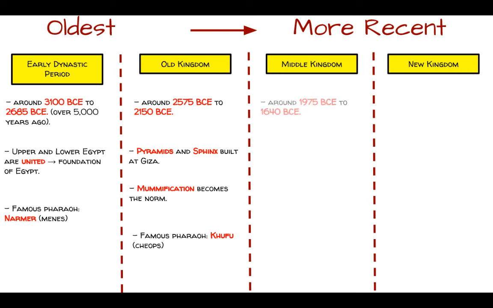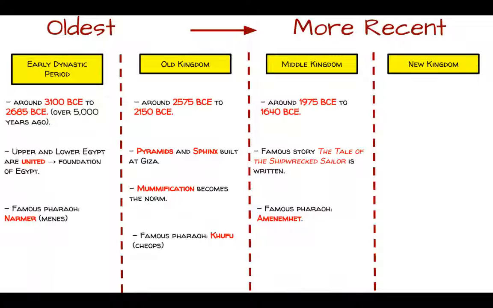Then we're going to look at the Middle Kingdom, and we're not going to spend a ton of time on the Middle Kingdom. The Middle Kingdom spans from 1975 BCE to 1640 BCE, and we're going to look at a story from this time period known as the Tale of the Shipwrecked Sailor. And we'll see different perspectives on Egyptian religion and gods and goddesses in this primary source that we'll examine in class. And the most famous pharaoh from this time period is Amenemhet, who was a pharaoh towards the end of the Middle Kingdom.